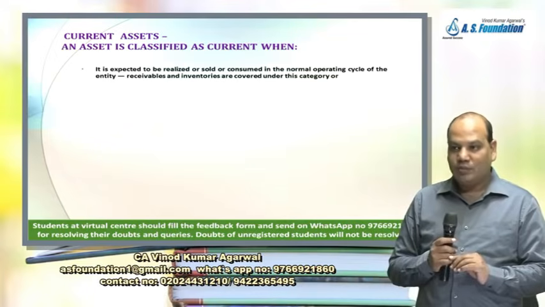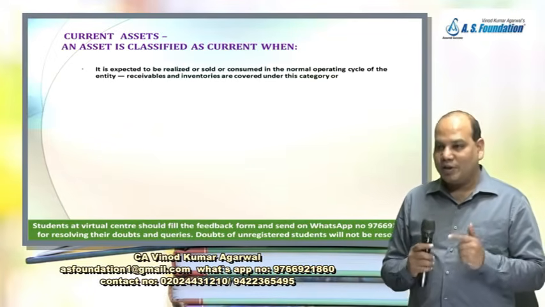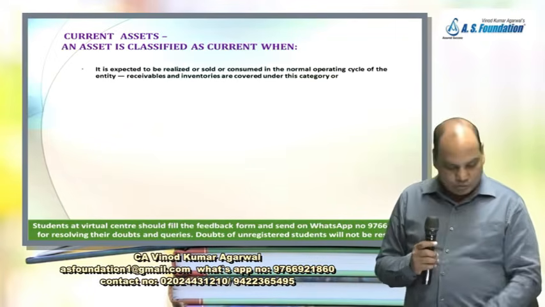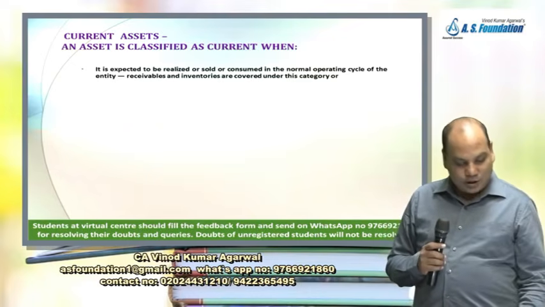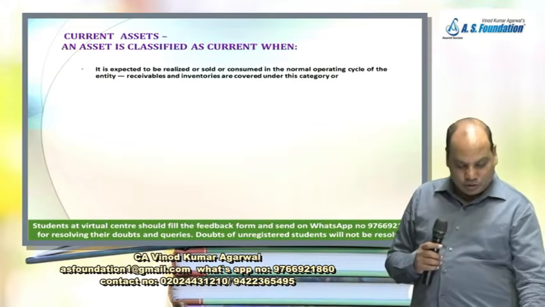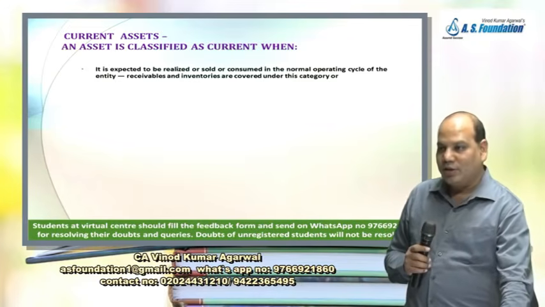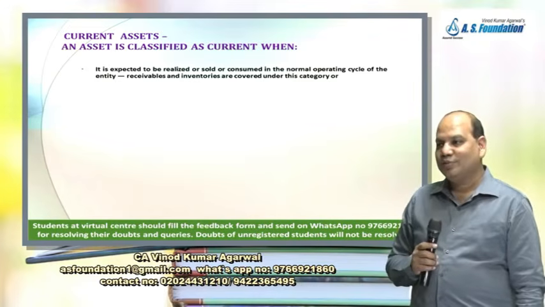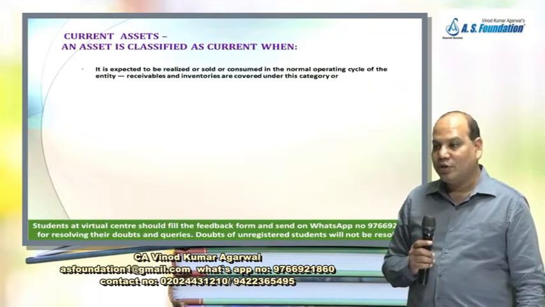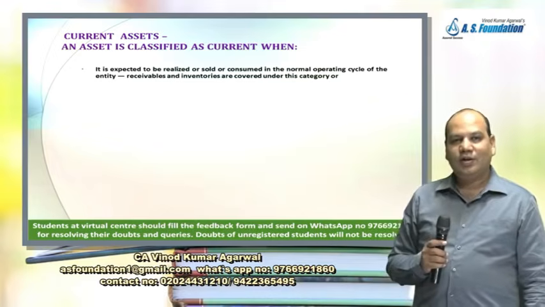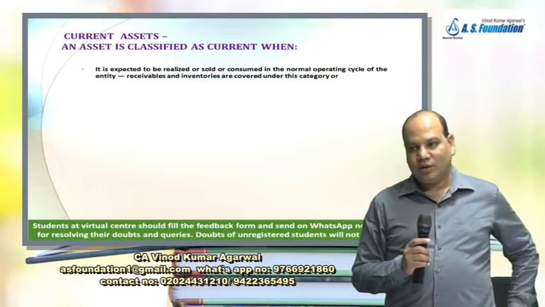Now the question will come, what is a normal operating cycle? Which also is printed somewhere below. It means the time required to convert your cash into raw material, into WIP, into FG, into debtors, and then again debtors into cash.